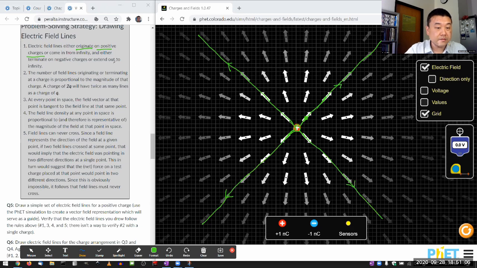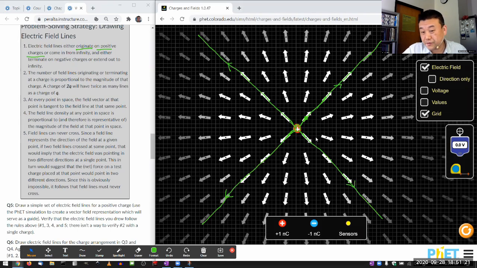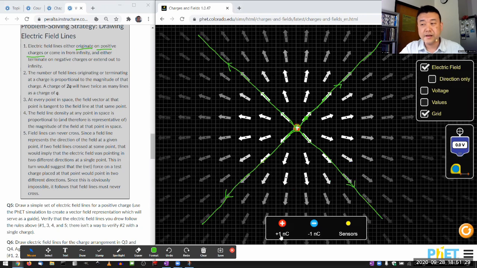It says the number of field lines is proportional to the magnitude of the charge. I drew 4 lines. I guess with this, it's kind of hard to tell. I could have 2 charges here, but in terms of electric field lines, it doesn't look like anything has changed here. I think it's going to be easier for me to demonstrate that with question 6, so let me wait until then to do that.